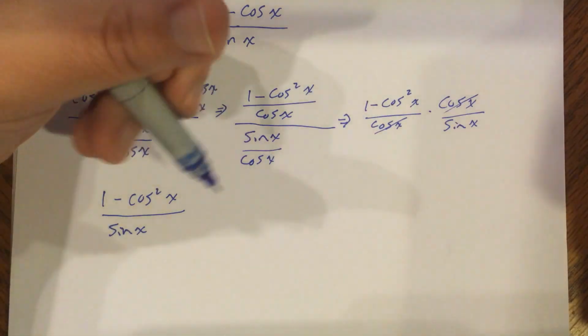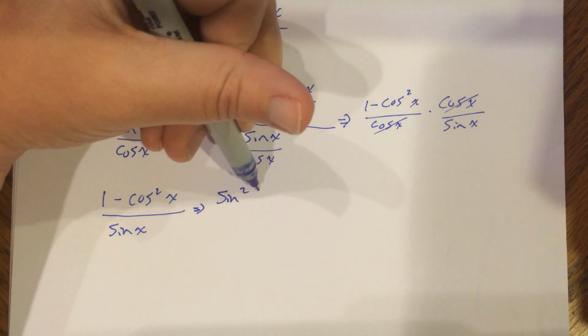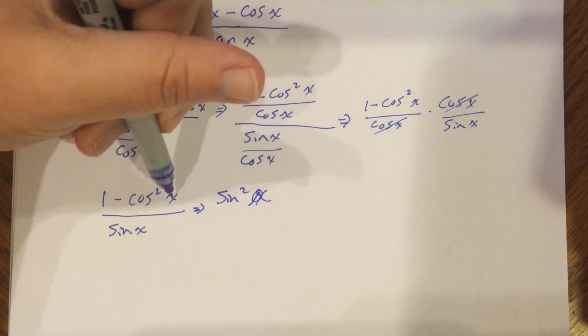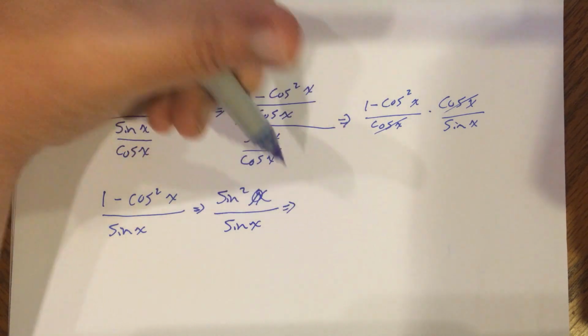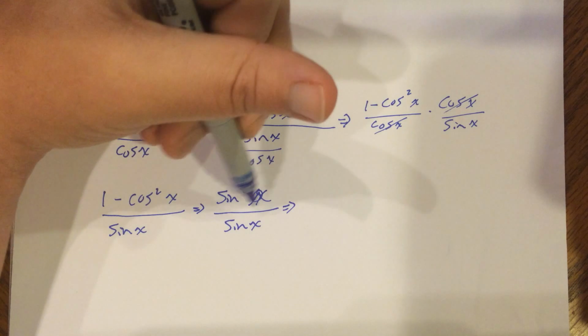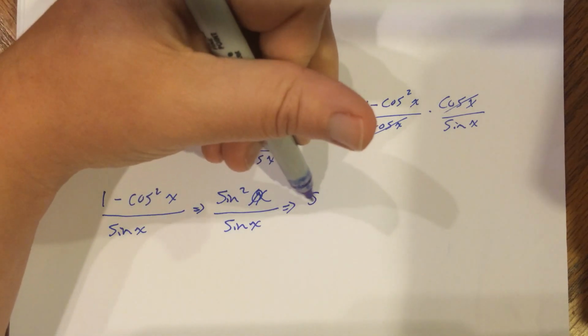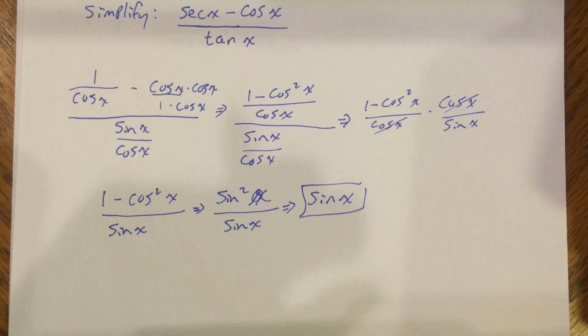So I'm going to rewrite this. Instead of writing 1 minus cosine squared theta, I'm going to write sine squared theta, x, sorry, because the angle's x, not theta, over sine of x. If I simplify this, something squared over itself, you just subtract your exponent, so I'm just left with a single sine x. And done. So this simplifies to really just sine x.